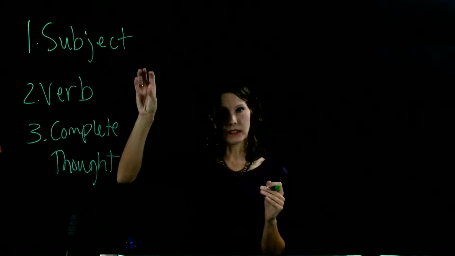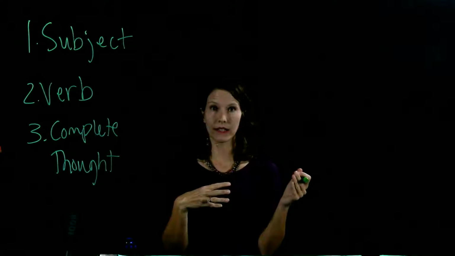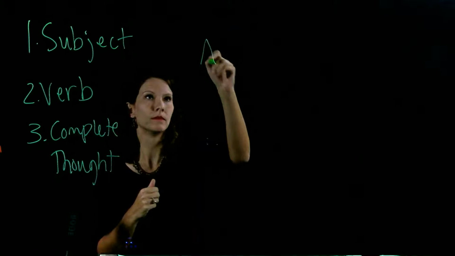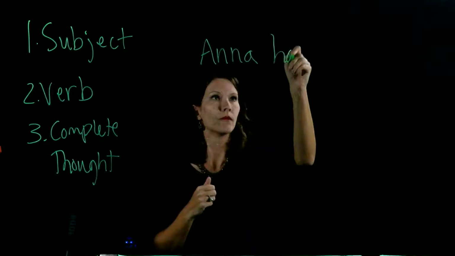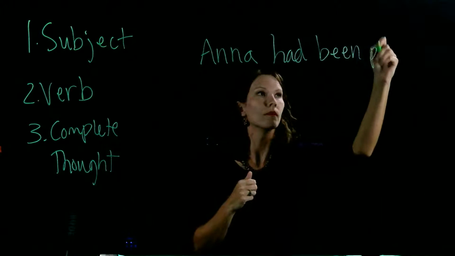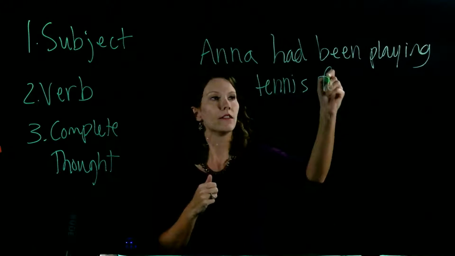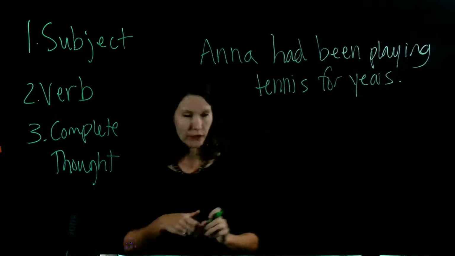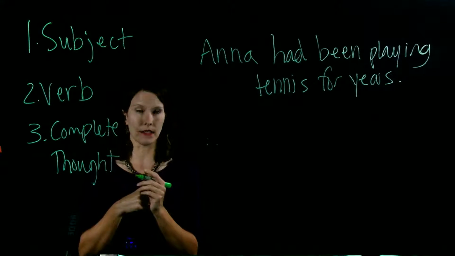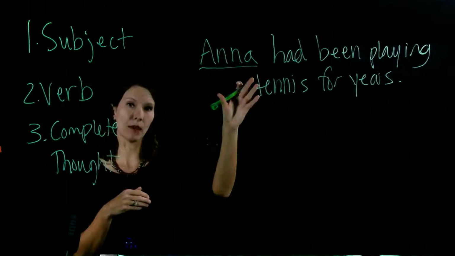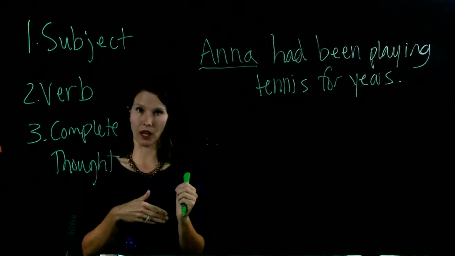The subject of the sentence usually comes at the beginning of the sentence, and it explains who or what the sentence is about. So for example, Anna had been playing tennis for years. In order to find the subject, you want to look toward the beginning of the sentence and ask yourself who or what that sentence is about. And in this case, the sentence is about Anna. She is doing the action in the sentence, so her name is the subject of the sentence.